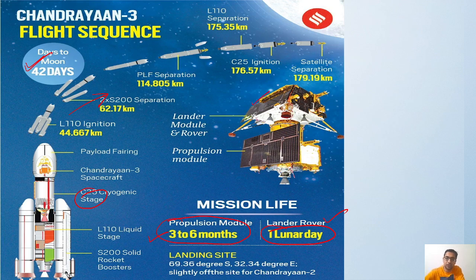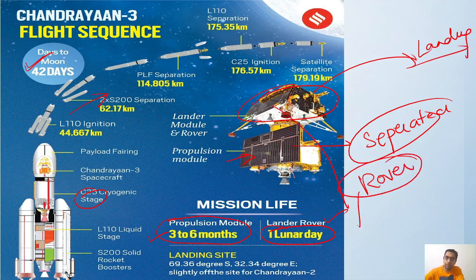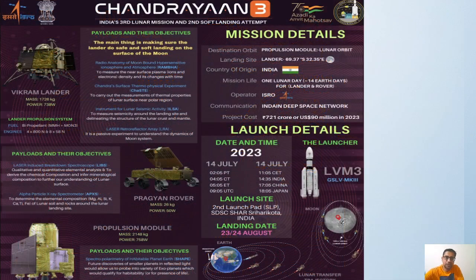This is the propulsion module along with the lander. So this is the lander and this is the propulsion module. The propulsion module will get separated, and the lander will land on the moon surface. In this lander we have a rover, which will come out and we will do all the scientific experiments on the surface of the moon. So this is how the whole mission details are regarding the Chandrayaan 3 mission.